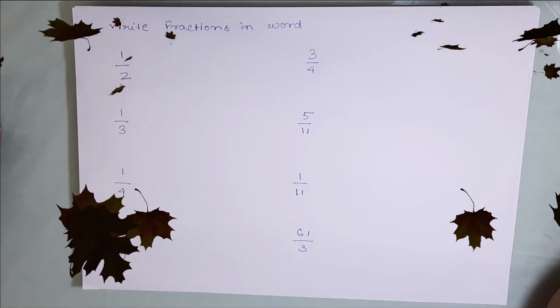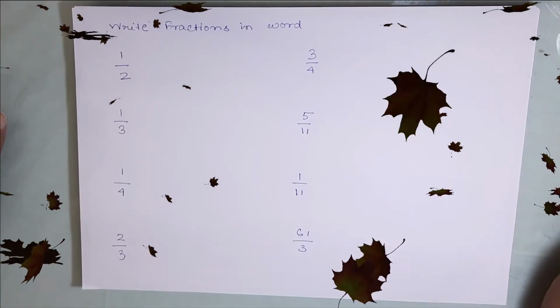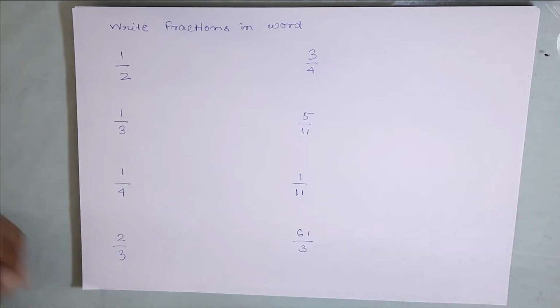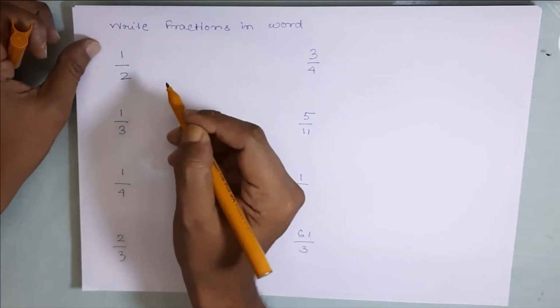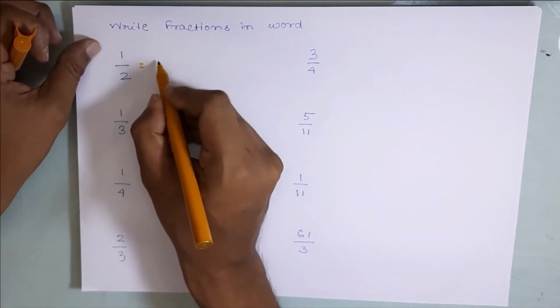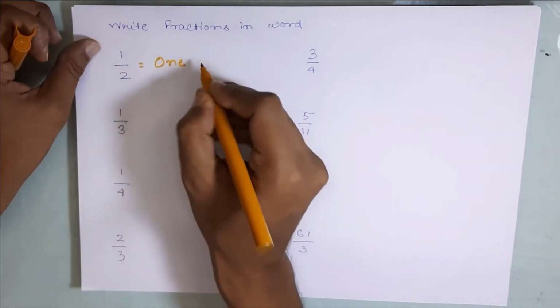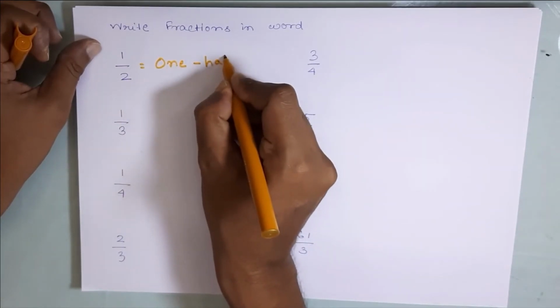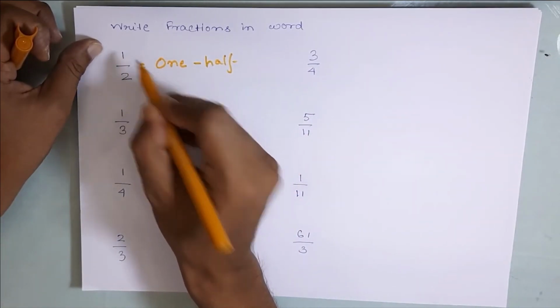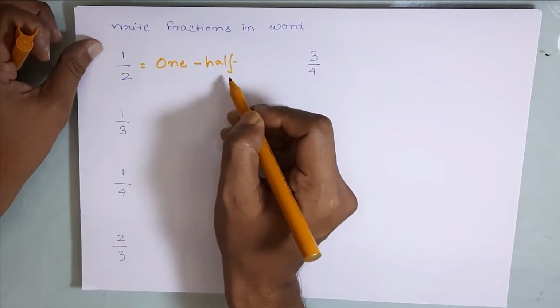Hi, let us start solving our miscellaneous problems on fractions. The basic type of problem that we will see is writing fractions in words. This is a very common type. So, how do we do that? Like 1 by 2, how do we represent it in words? It will be 1 half. So 1 is your numerator and 2 will be represented as half.